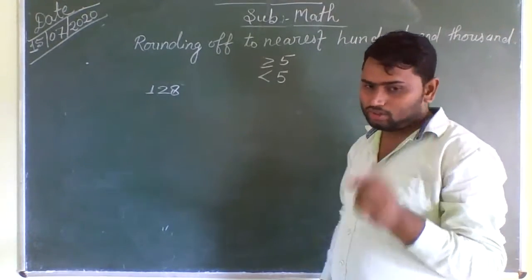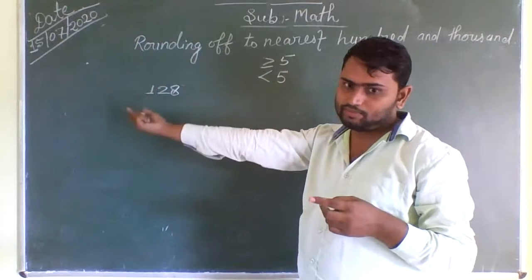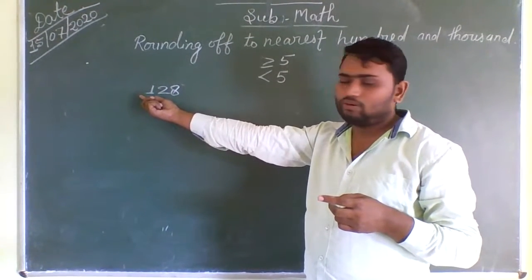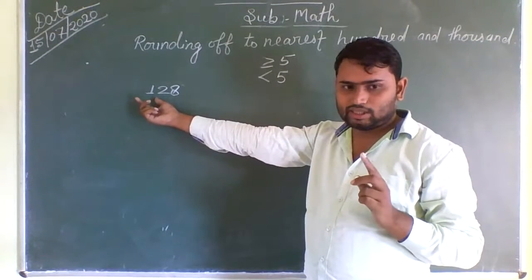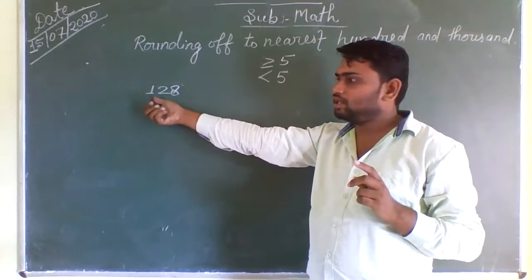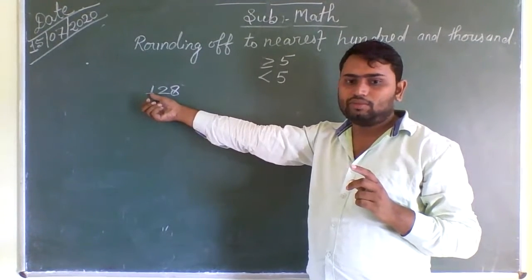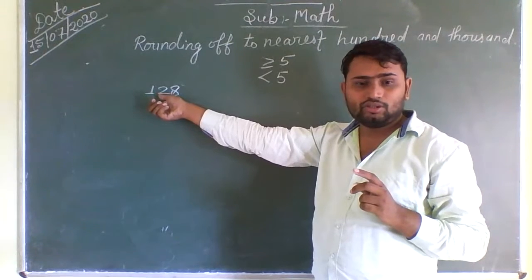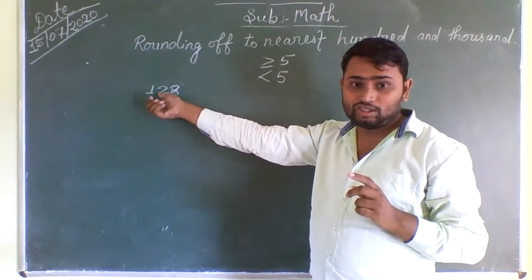First step is to go to the digit at hundreds place. The digit at hundreds place is 1. Second step, we will see just behind. After 1, behind 1, there is 2. So here it is 2.